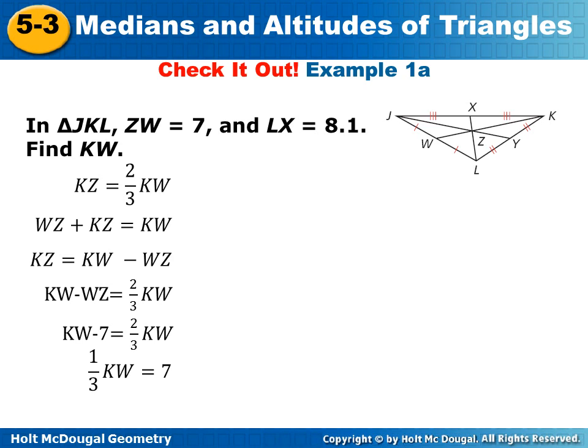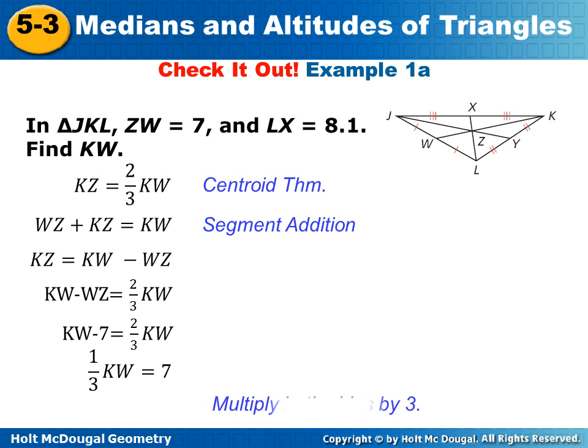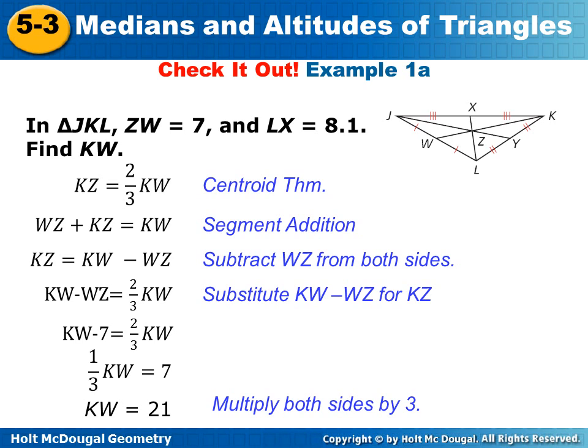For this example, we have triangle JKL where ZW is 7 and LX is 8.1, and we want to find KW. The centroid theorem tells us that KZ is equal to 2/3 KW. WZ plus KZ is equal to KW by segment addition, because the two small pieces of a segment add up to the whole segment. We can go ahead and subtract WZ from both sides, and that gives us KZ equals KW minus WZ. Substituting KW minus WZ for KZ, we get KW minus WZ equals 2/3 KW.